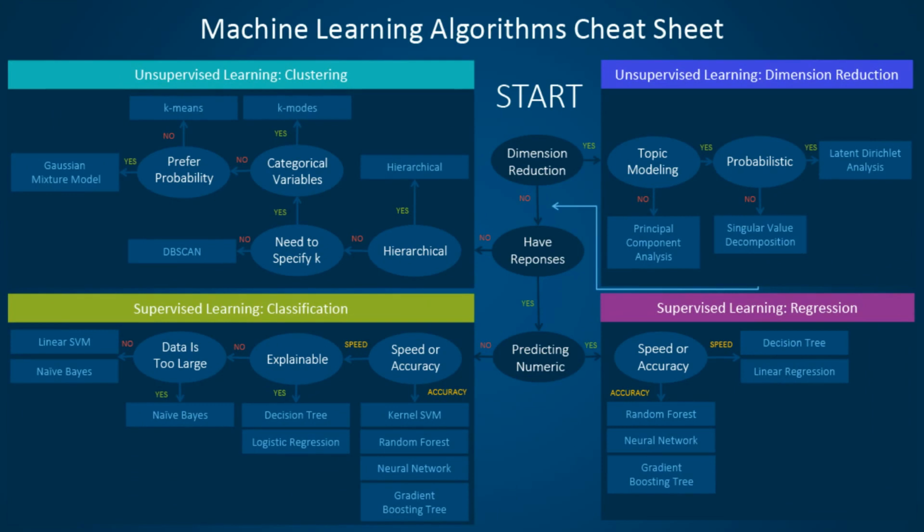So for example, when we start, do we want to do dimensionality reduction? No. Do we have responses? Yes. Sweet, we're into supervised learning. Are we doing numeric? No. Maybe we're classifying as quantitative, so no, we're over into the classification. Speed or accuracy? Let's be very accurate. Okay, so we've got neural networks available to us. If we want something really fast, we have linear support vector machines, logistic regression, something that would be quicker like that. So this is going to help you end up ultimately at an algorithm depending on the things that you value the most.